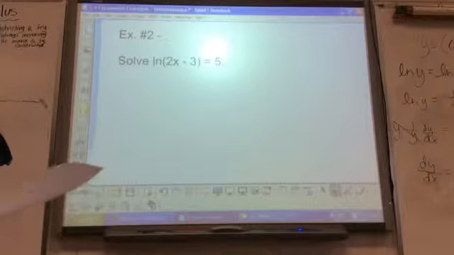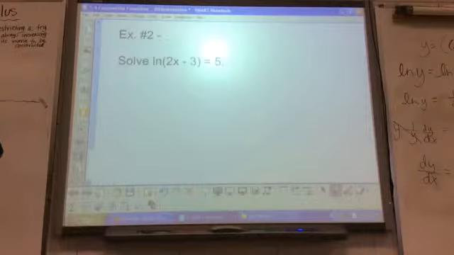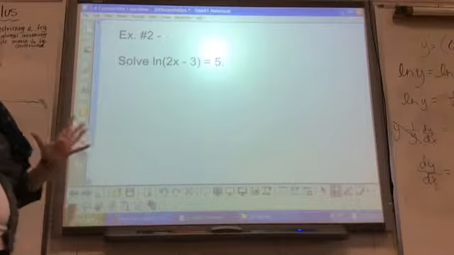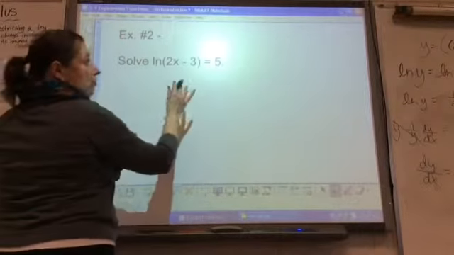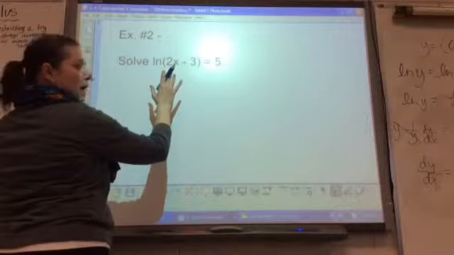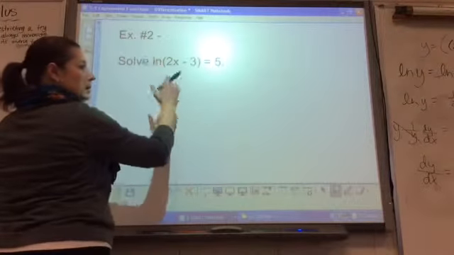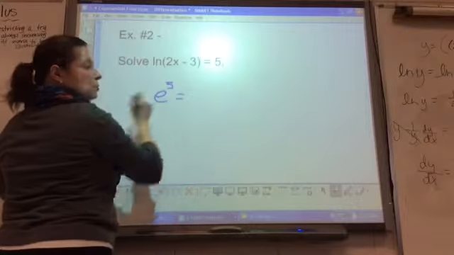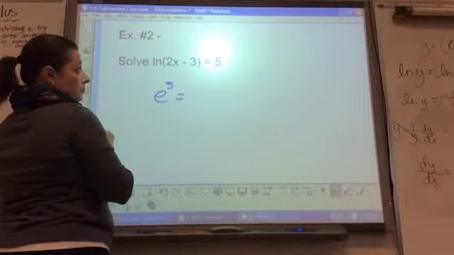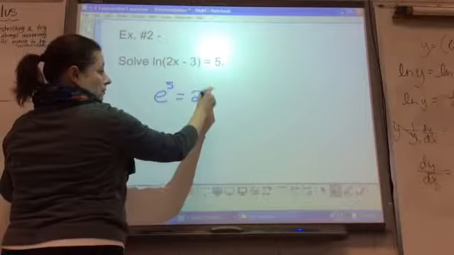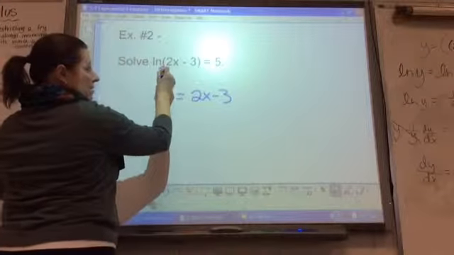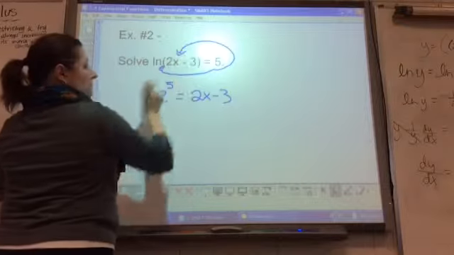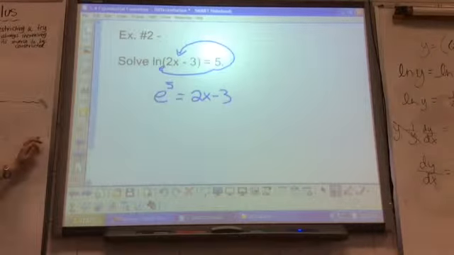Okay. Look, still algebra for us right here. We're just solving. So if we're using a property here by rewriting, let's rewrite it. E to the fifth equals 2x minus 3. You just gotta be careful.